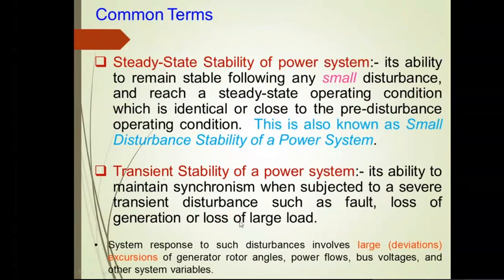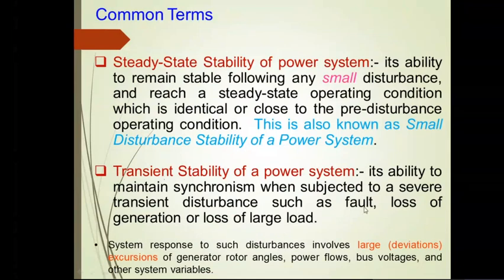following a transient disturbance. That means your power system's ability to remain in synchronism following a large disturbance, let's say of a fault type, a large generator outage or a large amount of load outage. So that is your transient stability. Now, the system response for such disturbances, mainly I refer to the transient type, because they are severe transient disturbances of this type, fault type or loss of a large generator or load.